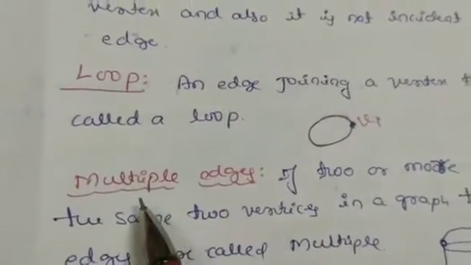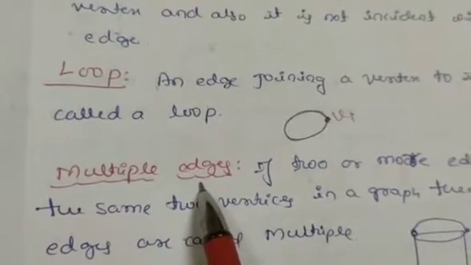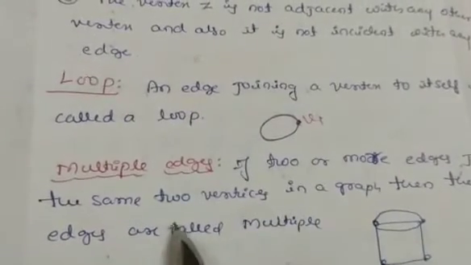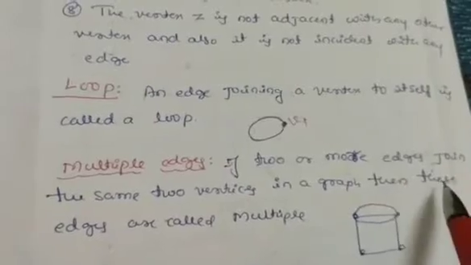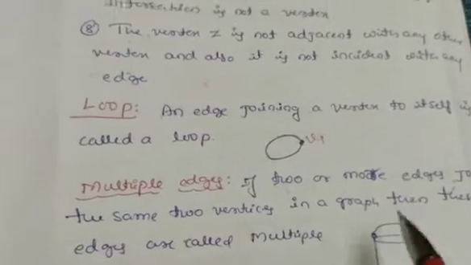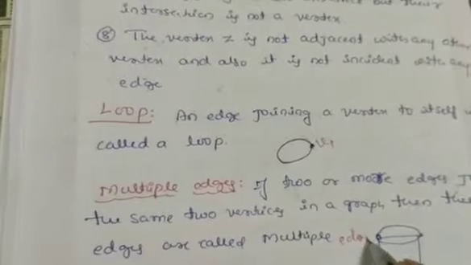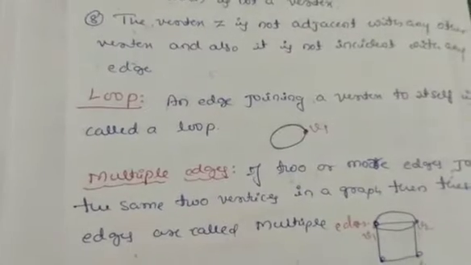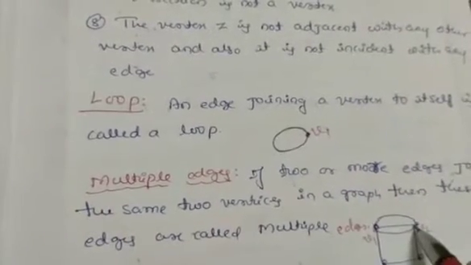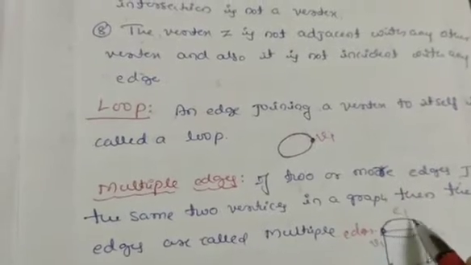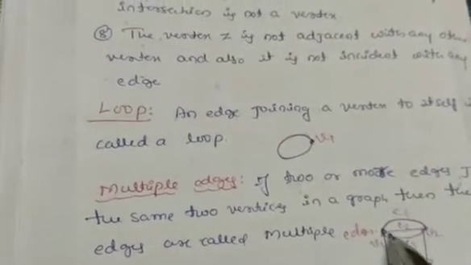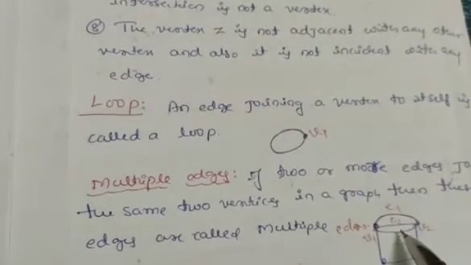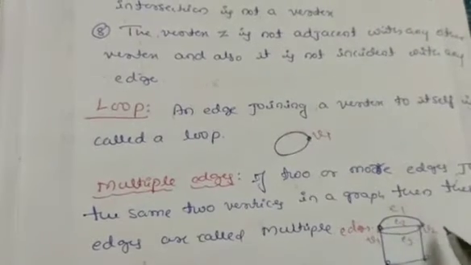So let us take one more definition: multiple edges. Multiple edges means if two or more edges join the same two vertices in a graph, then these edges are called multiple edges. Here we have v1, v2, v3, v4. Here v1 and v2 are joined by these three edges, e1, e2, e3. So if two vertices are joined by two or more edges, then we can call this a multiple edge.